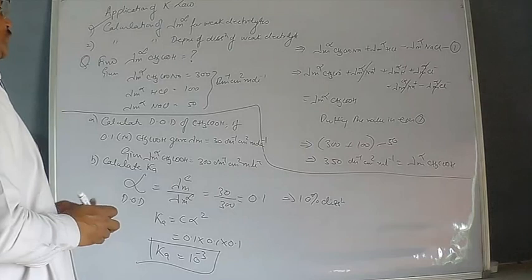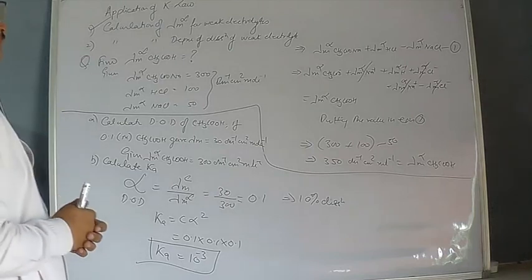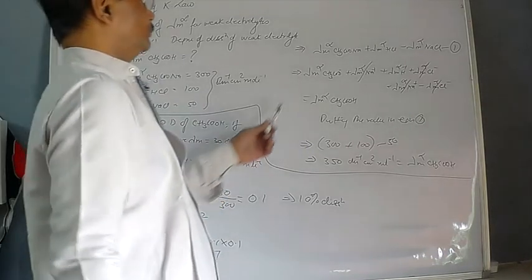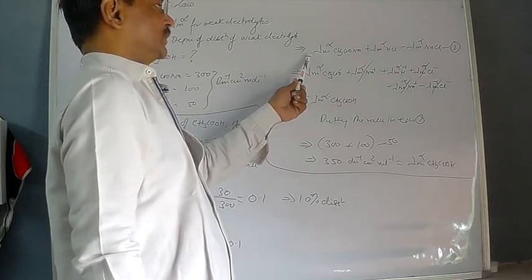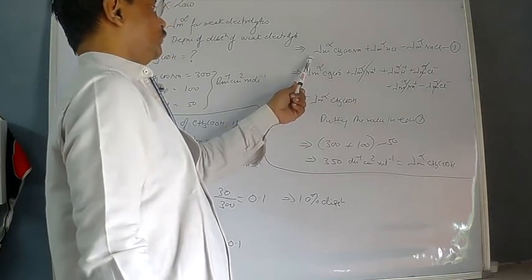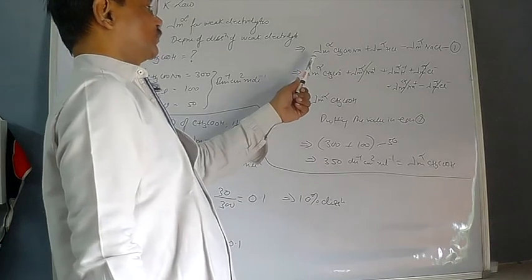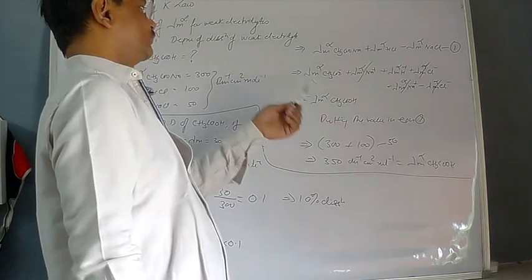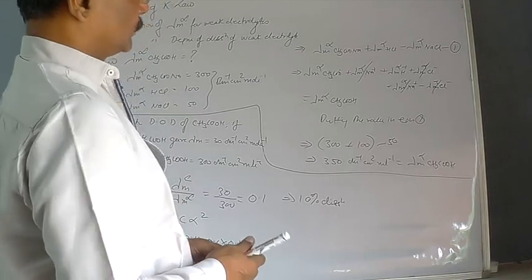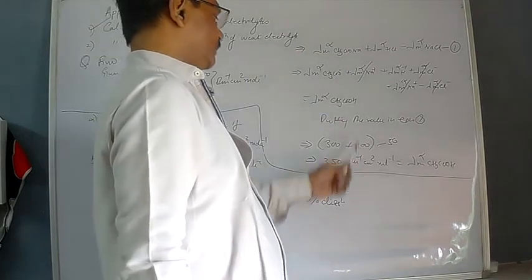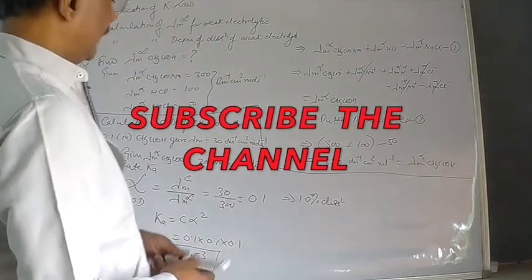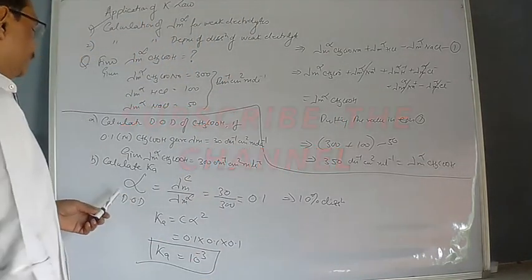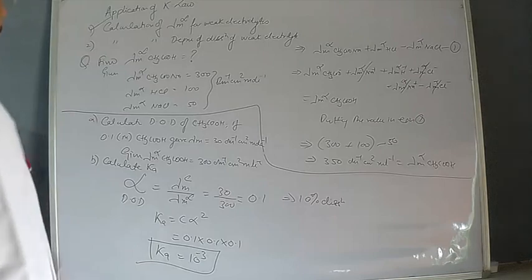So class, these were the two major applications of Kohlrausch law. First, finding the molar conductance of a weak electrolyte at infinite dilution with the help of molar conductance values of strong electrolytes. If we know the values of strong electrolytes having common ions with the weak electrolyte, we can very well calculate the molar conductance of the weak electrolyte also. And in the next step we understood how to find the degree of dissociation of a weak electrolyte.